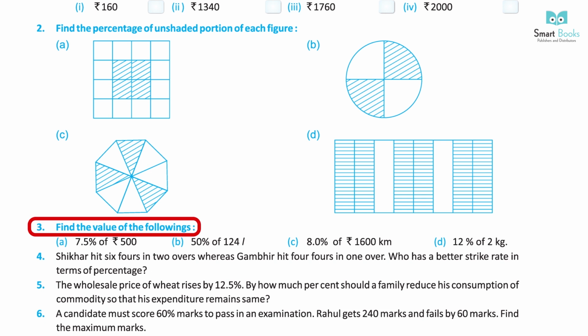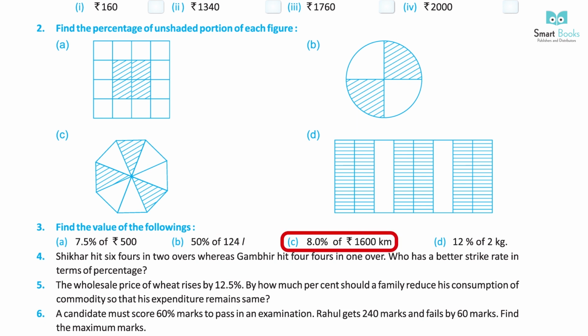Question 3. Find the value of the following. A. 7.5% of rupees 500. Solution: rupees 37.5. B. 50% of 124 liters. Solution: 62 liters. C. 8.0% of rupees 1600. Solution: rupees 128. D. 12% of 2 kg. Solution: 0.24 kg.